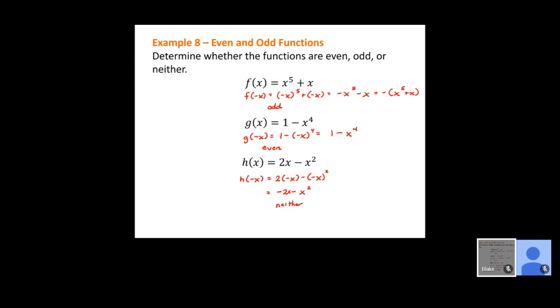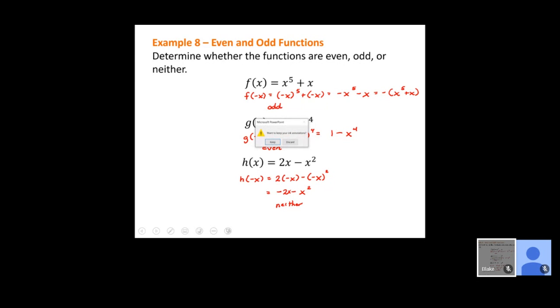Any questions on finding even or odd for any of those functions now? All right, so again, process is always going to be plug in your negative x, simplify. If you get the same function you started with, it's even. If you get the opposite of the function you started with, it's odd. And if neither one of those things happens, then you just say that it's neither.